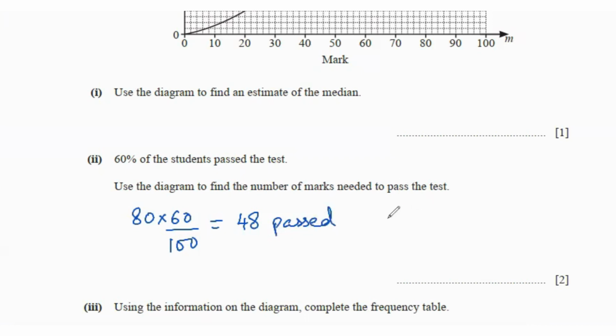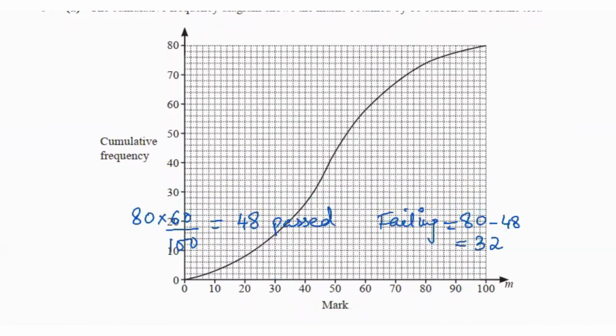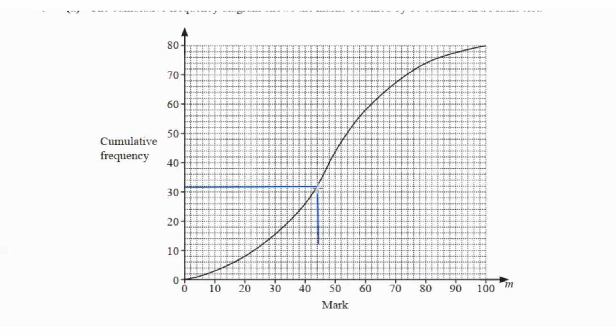So if we find the students who are failing, that's going to be 80 minus 48, which is 32. So in order to find the passing marks, we will go find 32 on the graph because that's the point where students are failing. So the marks that those students get, so 32 over here, the ones greater than that will be the passing marks. So this is our benchmark for passing.